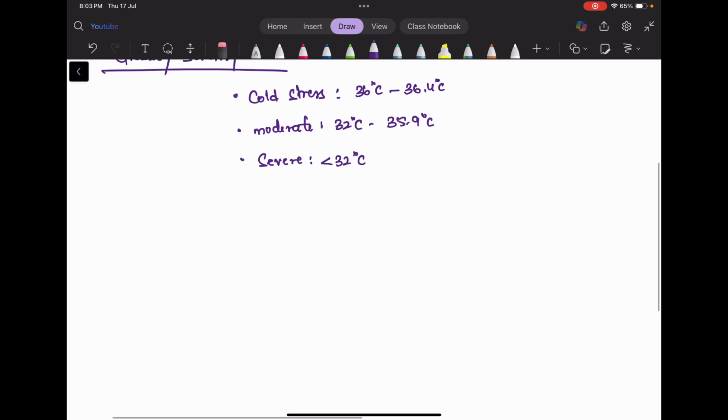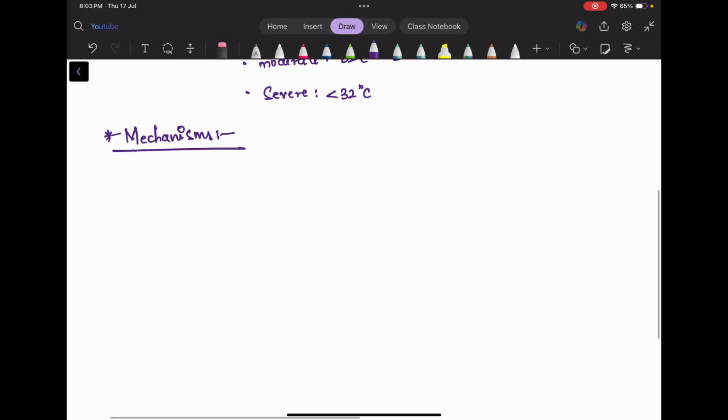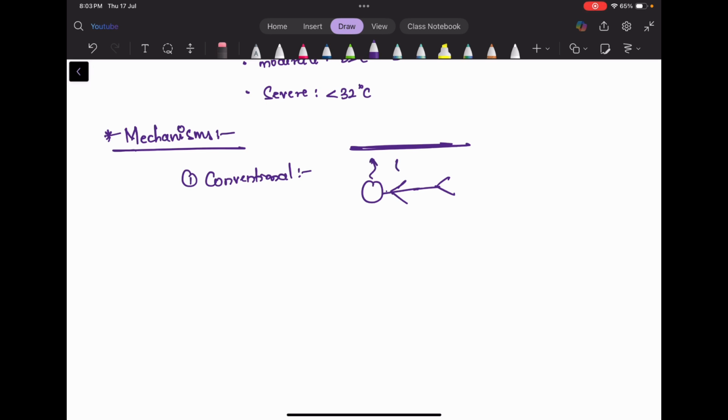Yeah, then we'll move with the mechanisms of body temperature loss. There are four types of mechanism. First one is conventional, where this is an instrument and think that this is a baby, right? Yeah, adjust with the diagram. So this goes like this.